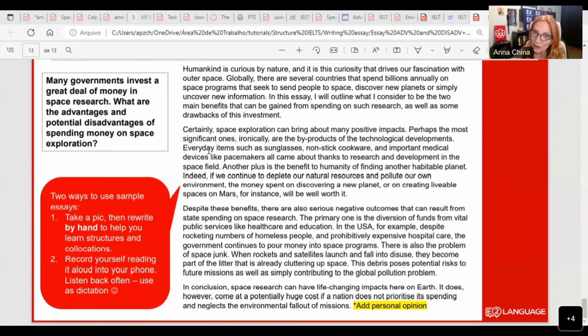It's just a matter of putting the words together in a way that they are specific for the topic, collocations, technological developments. Everyday items such as sunglasses, nonstick cookware, and important medical devices like pacemakers all came about thanks to research and development in the space field. So that's one point, with extension, example, and a result. Here, another plus is the benefit to humanity of finding another habitable planet. Indeed, if we continue to deplete our natural resources and pollute our own environment, the money spent on discovering a new planet or creating livable spaces on Mars, for instance, will be well worth it.